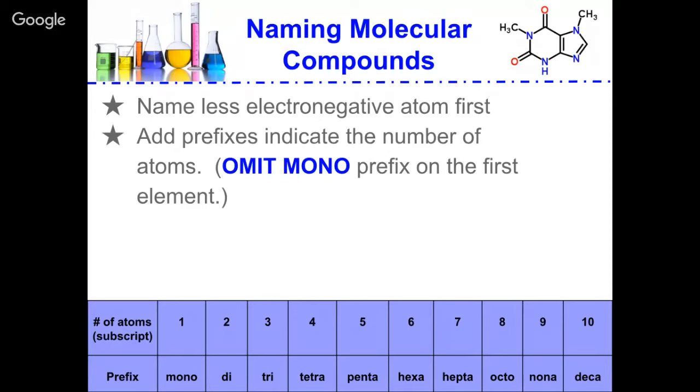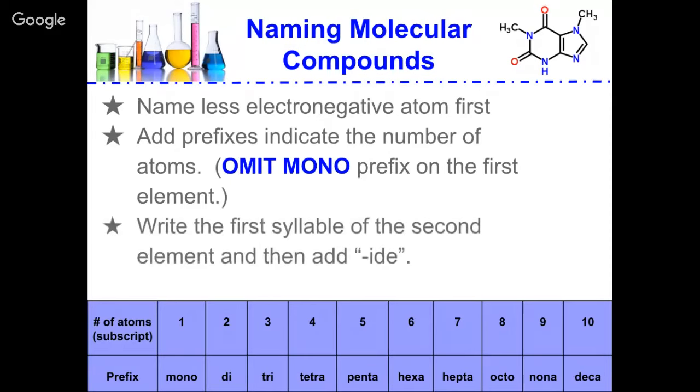And we want to make sure that we understand that we do not write mono on the first element. It's only written on the second element in these formulas. So we're going to write the first syllable of the second element and then add IDE at the end. So the first element is written normal. For the second element, you write the first syllable of it, and then you add IDE on the end.